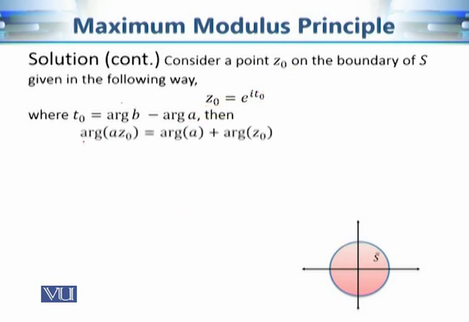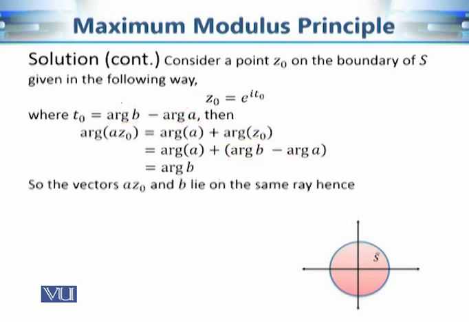We can prove the following: argument of a z naught is equal to argument of a plus argument of z naught, once again according to the properties of argument that we have discussed in our earlier discussions. So this is going to be equal to argument of a plus argument of b minus argument of a, because argument of z naught is equal to argument of b minus argument of a. We are just using this condition that we imposed on t naught. And of course argument of a will cancel out with argument of a, and argument of a z naught is equal to argument of b.